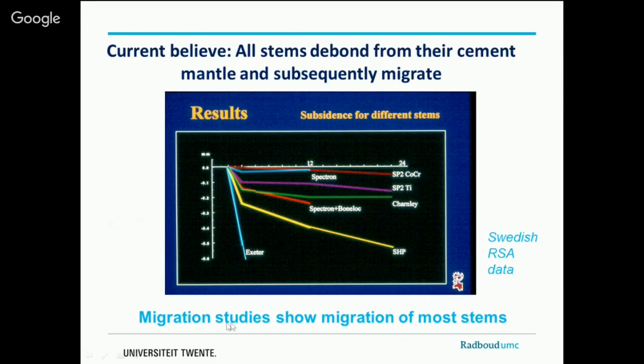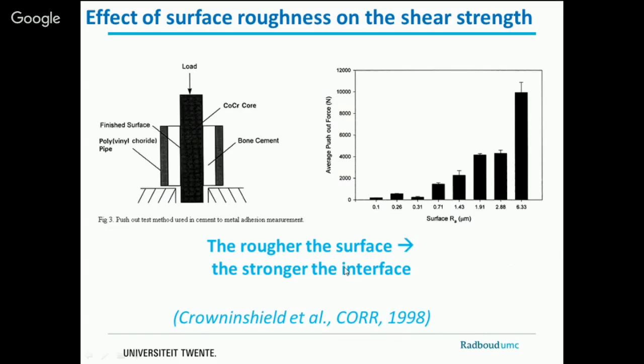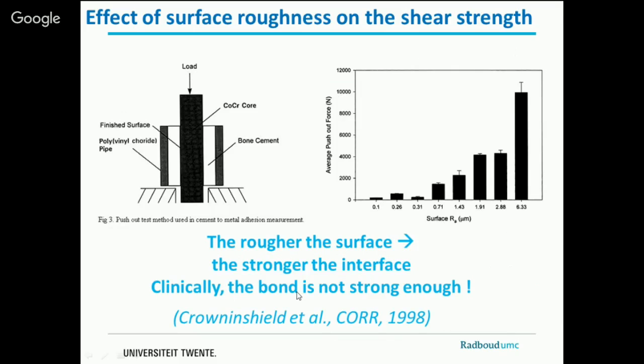So migration studies show migration of most stems, and that means that the stems debond from the cement mantle. So you could say the rougher the stem, the stronger the interface, but apparently, clinically, that bonding strength is not good enough, okay?